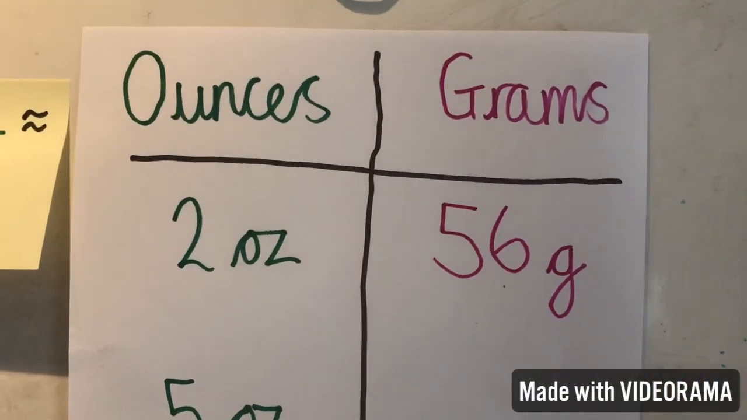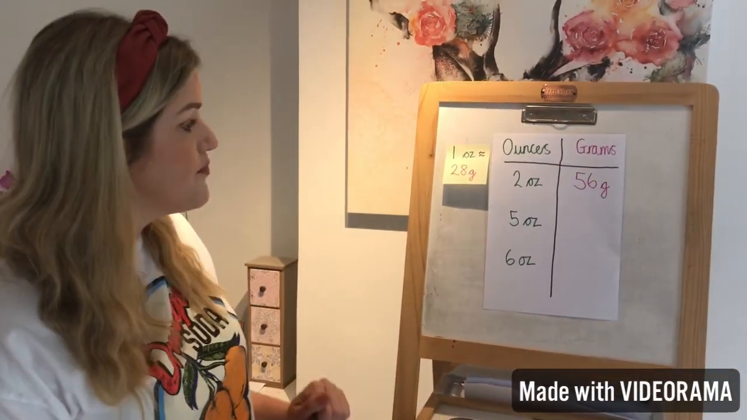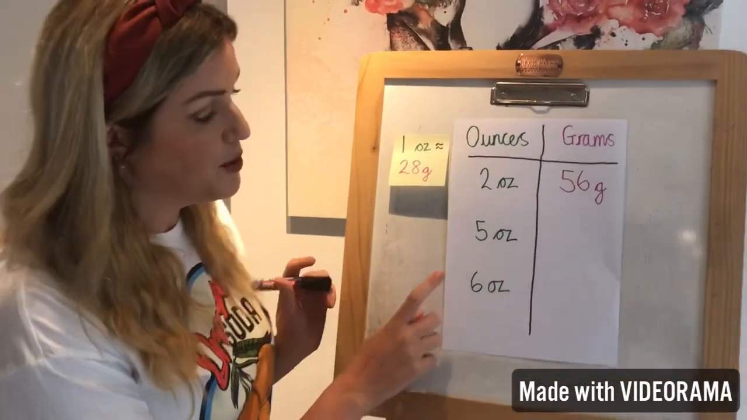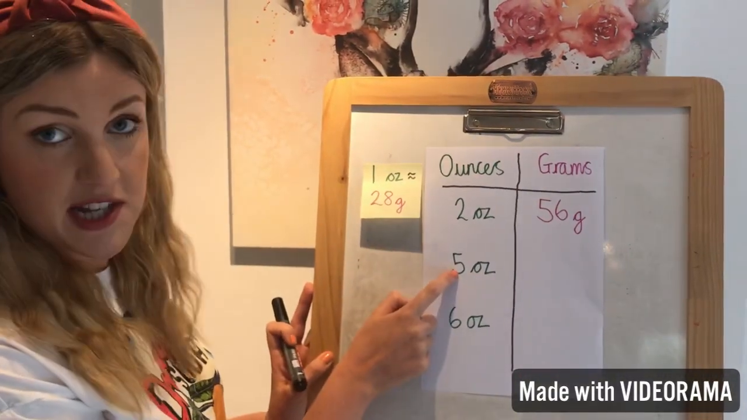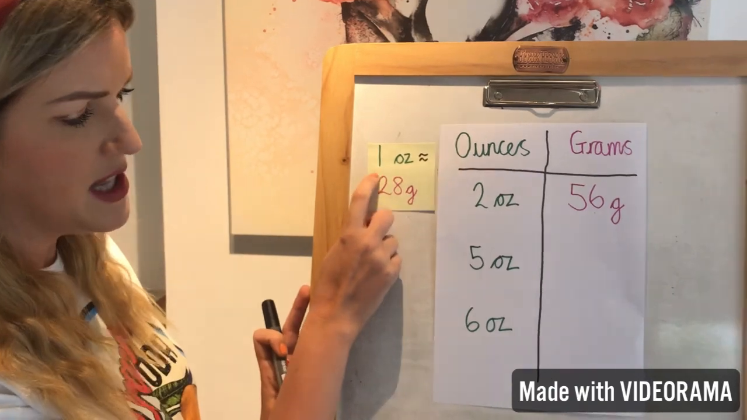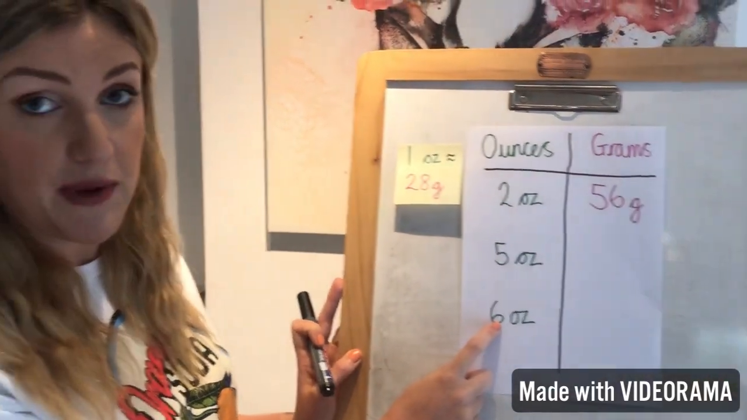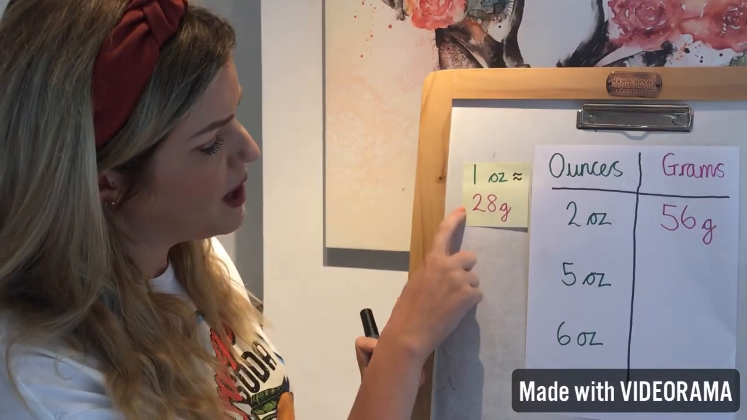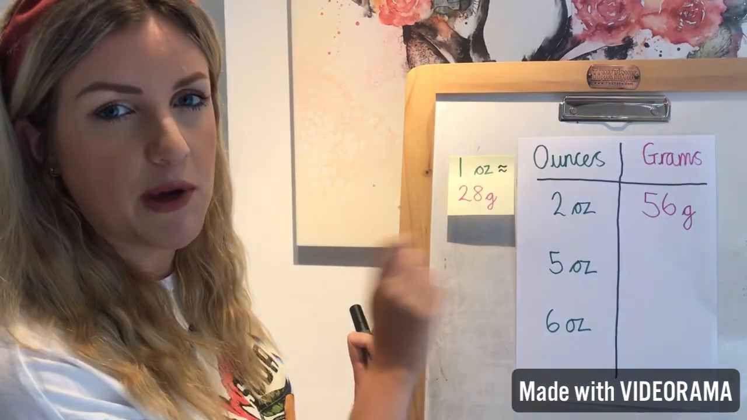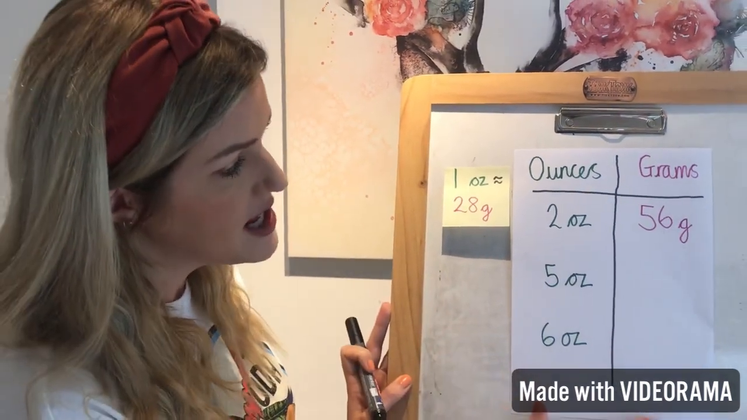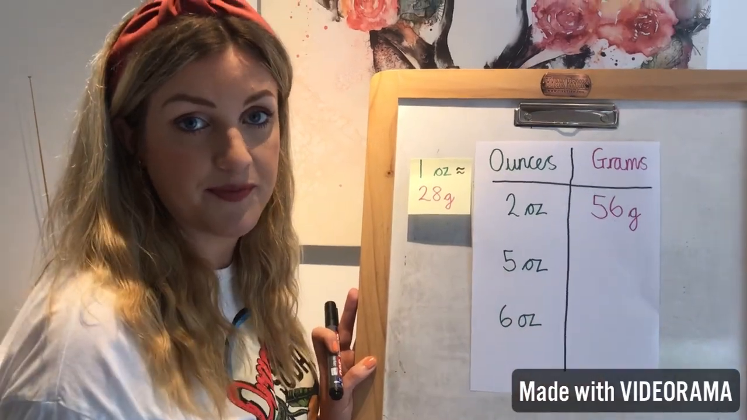Now I did that using my magic maths, but you might need to use short multiplication for that. So I want you to pause the video and I want you to work out what 5 ounces would be. What would we need to multiply 28 by? And what 6 ounces would be? Would we need to multiply 28 by anything? Or could we work it out using what we already know? So have a look at this, pause the video and work out these 2 answers.